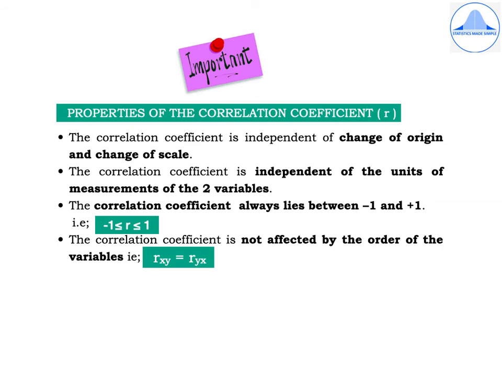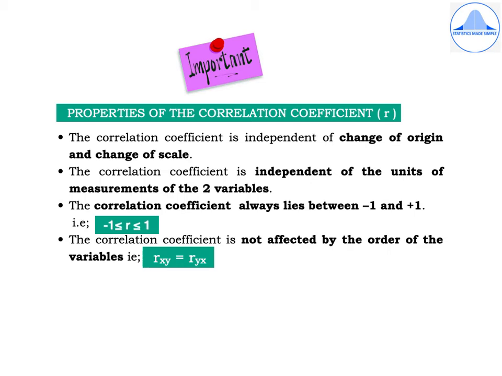We will now discuss the properties of the correlation coefficient R. This is an important question which can be asked as a 2-marker. There are 4 points and you can write any 2 of them. And some of the properties we'll be using in the problems which we'll solve in my next video.